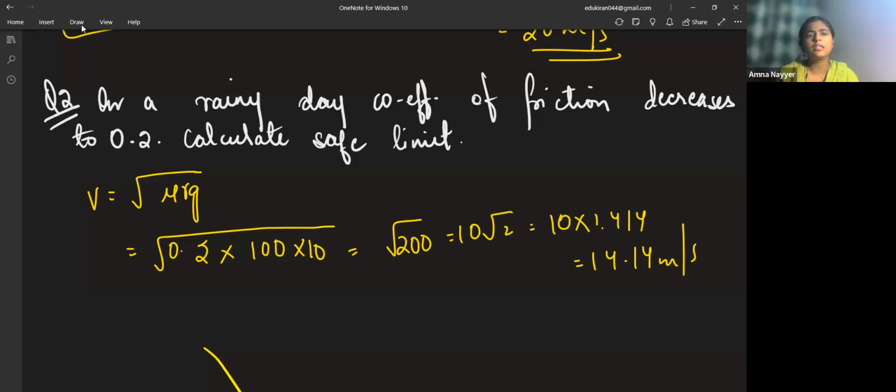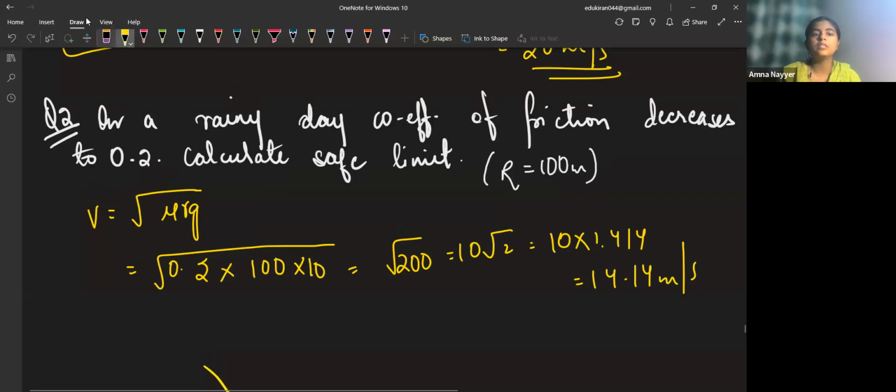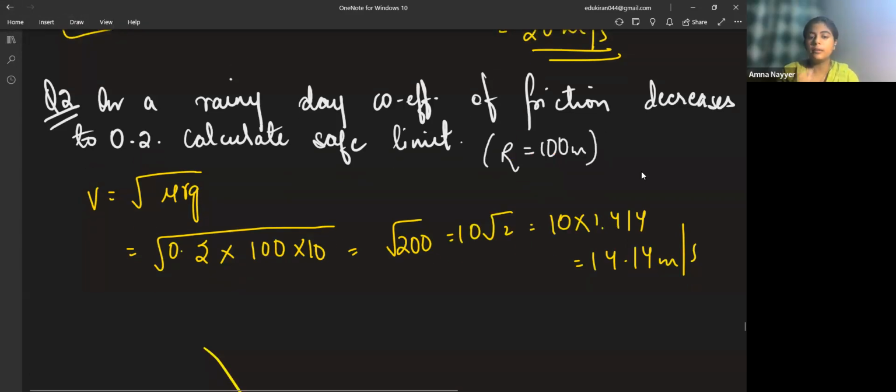So, or do one thing, mention the radius of the track as 100 meters. Quickly note it down so that we can start with banking of road. Just a few points are left in that. Quickly note this down.